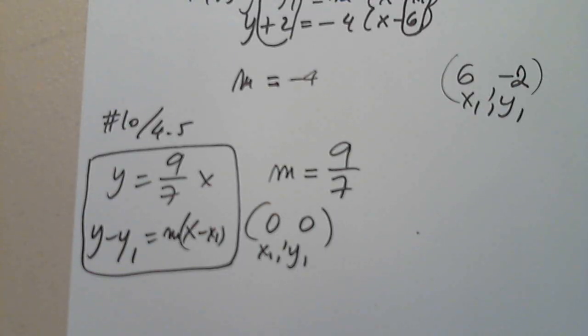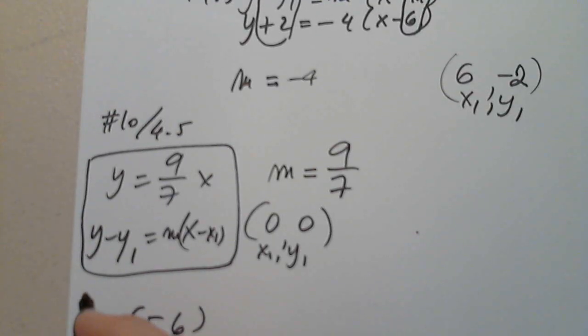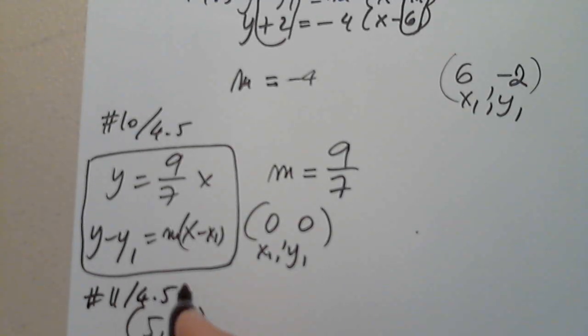Use a labeled point to write a point slope form for the line. So from this graph, we have to identify, number one, the point, and number two, the slope. And then they're asking us to use the point slope form. So the point I see is 5, 6. Again, this is problem 11 on 4.5.